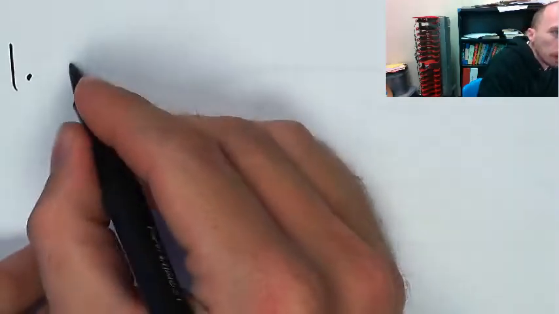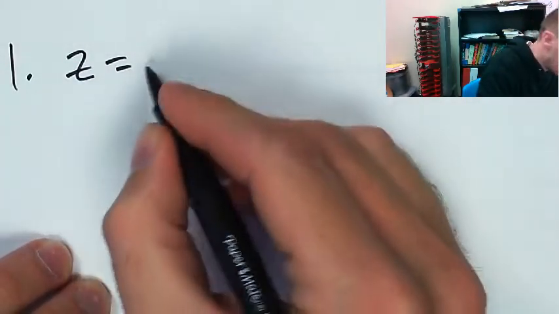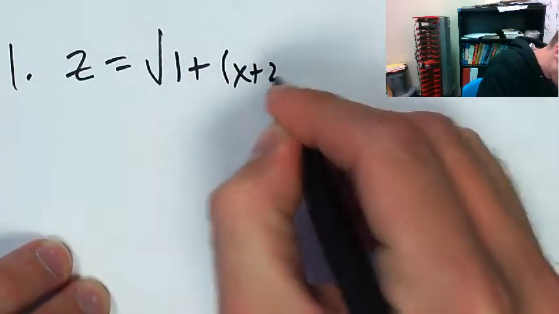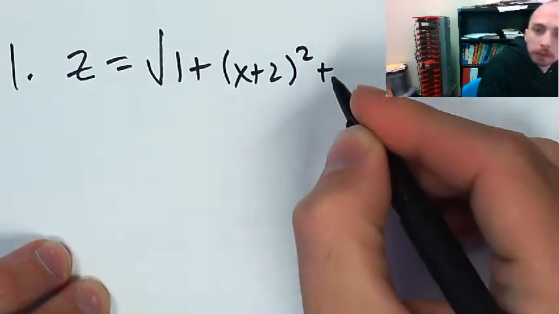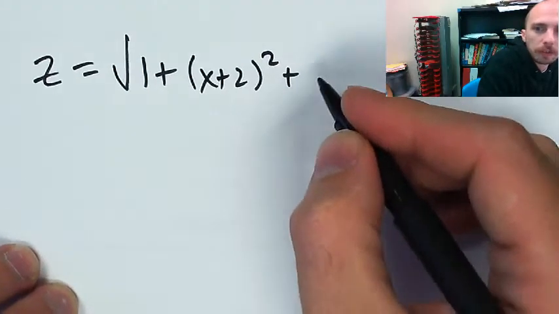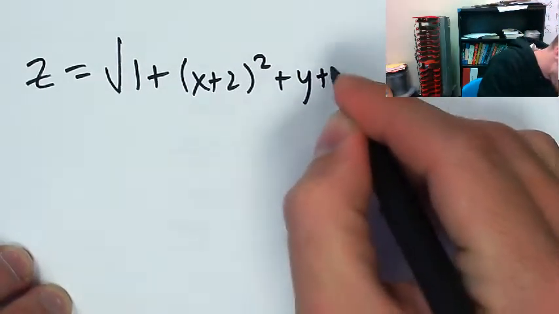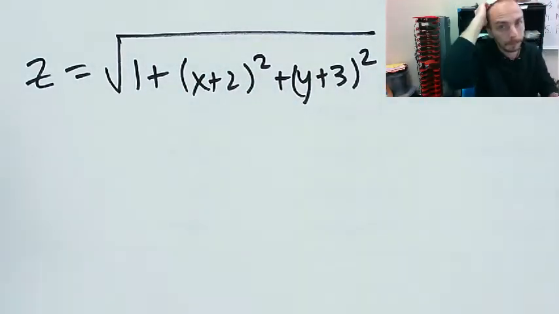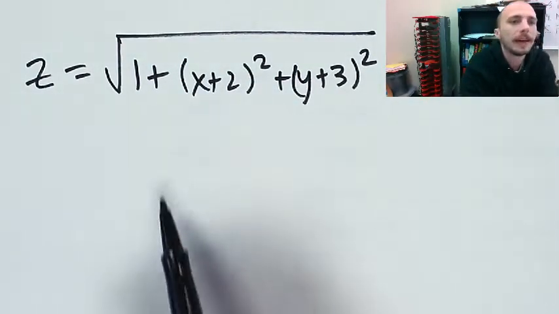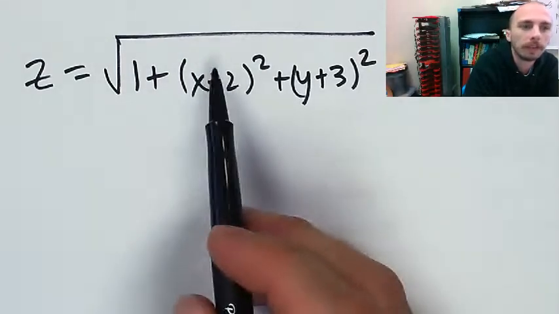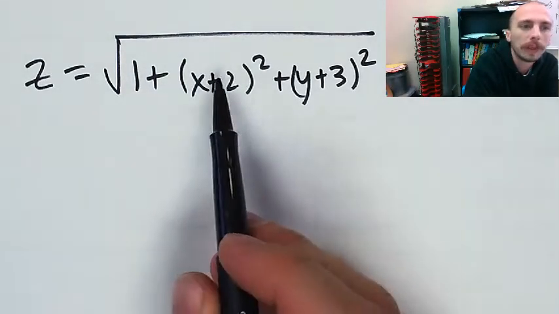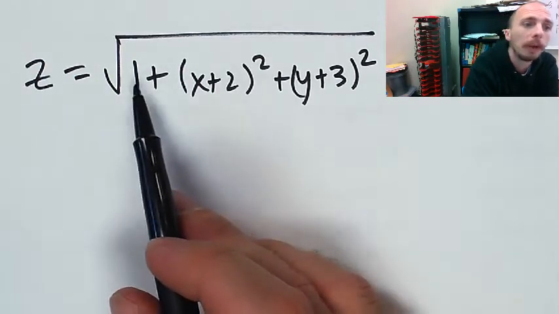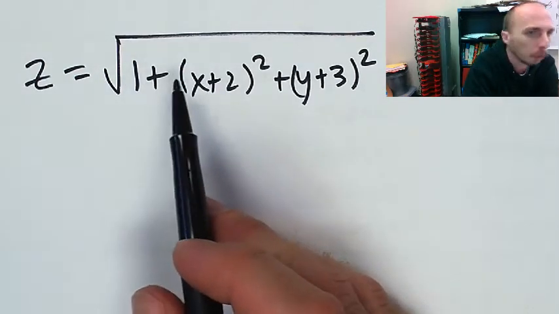One is z equals the square root of 1 plus (x plus 2) squared plus (y plus 3) squared. With this, I can tell that the very least this is going to be is the square root of 1, when this is 0 and that's 0. It's an absolute minimum. The least that this square root can be is 1.